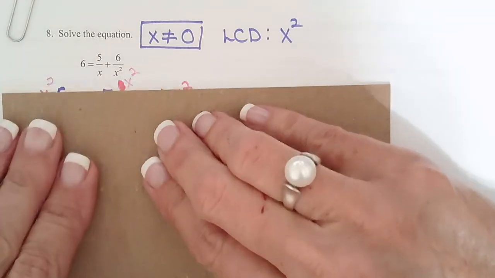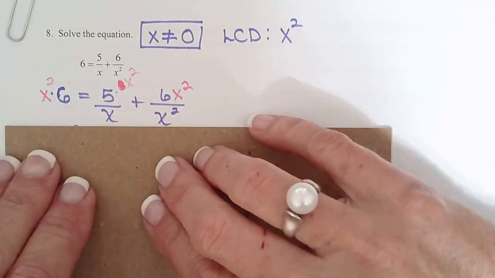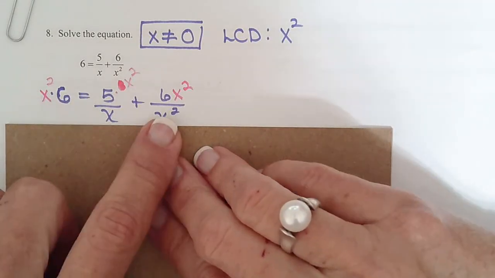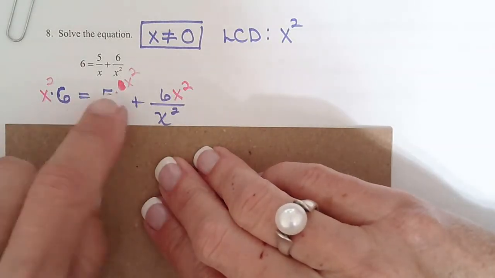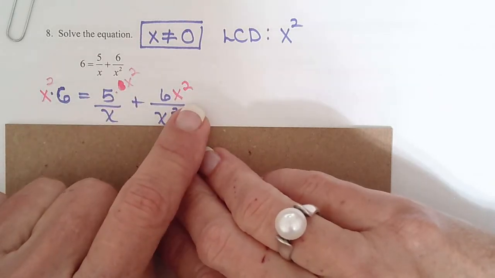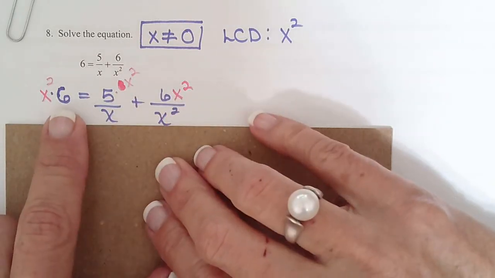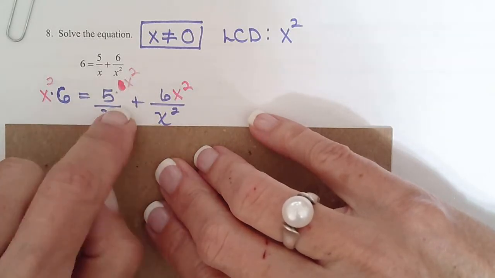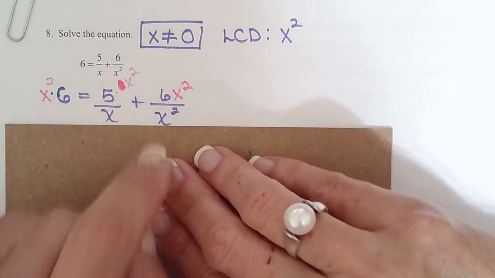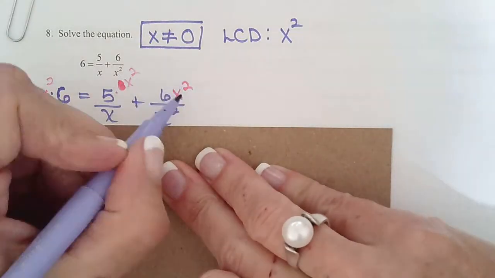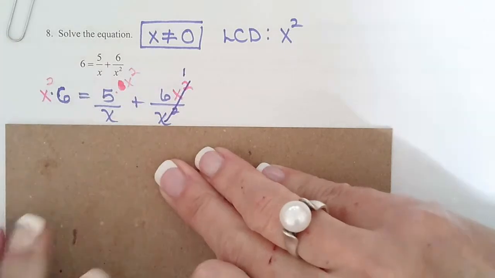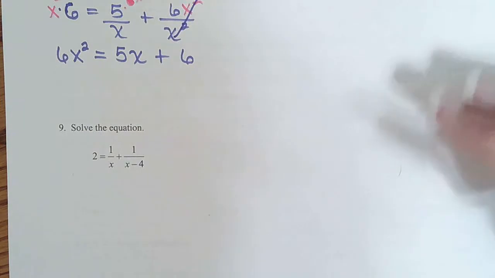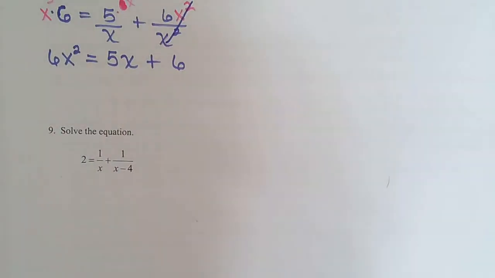So then the next thing I taught you to do was write the problem larger. So I rewrote it, and then I'm multiplying every single term by the LCD. So this term's going to turn into 6x squared. This term, one of the x's will cancel because 2 minus 1 is x to the first, so that's going to be 5x. And on this one, the x squareds are going to cancel, so we'll just have 6. So here's our new problem. 6x squared equals 5x plus 6.